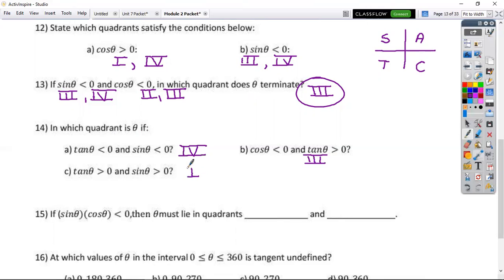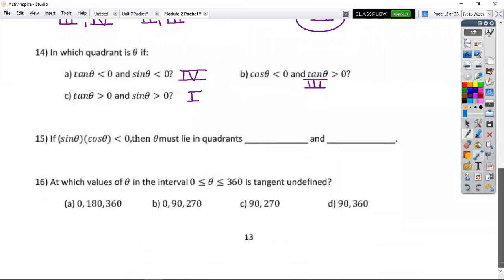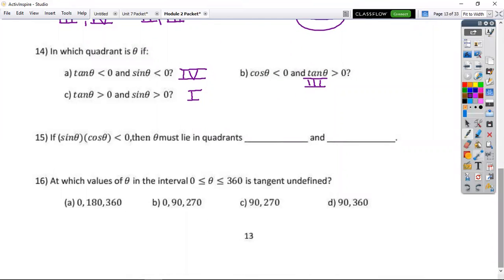Now this one's a little trickier. 15 says if the value of sine of theta times cos of theta is negative. So you have to think about how can that happen? How can I get a negative number? A positive times a negative or a, yep. So these are the two cases you're going to look at. So where is sine positive but cos negative? Quadrant 2, good. And then where is sine negative but cos positive? 4, good. So it's like case 1, case 2. Okay.